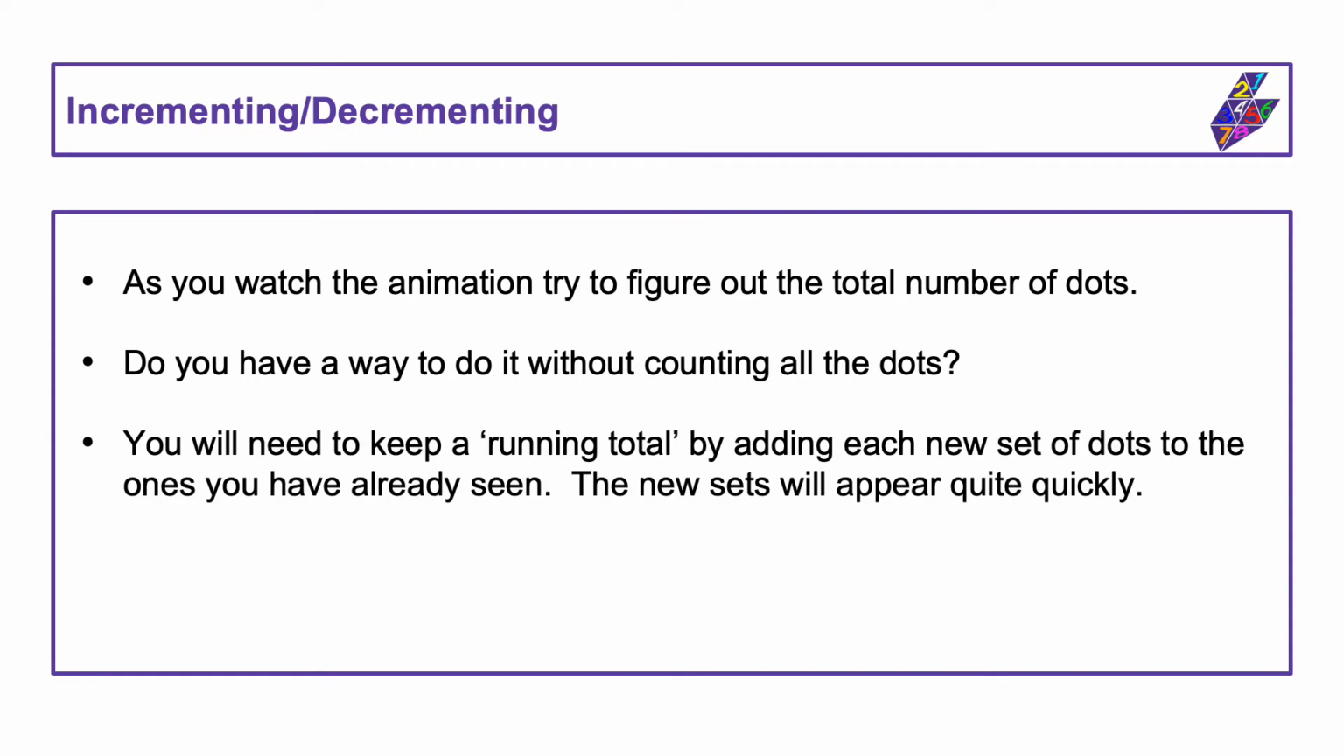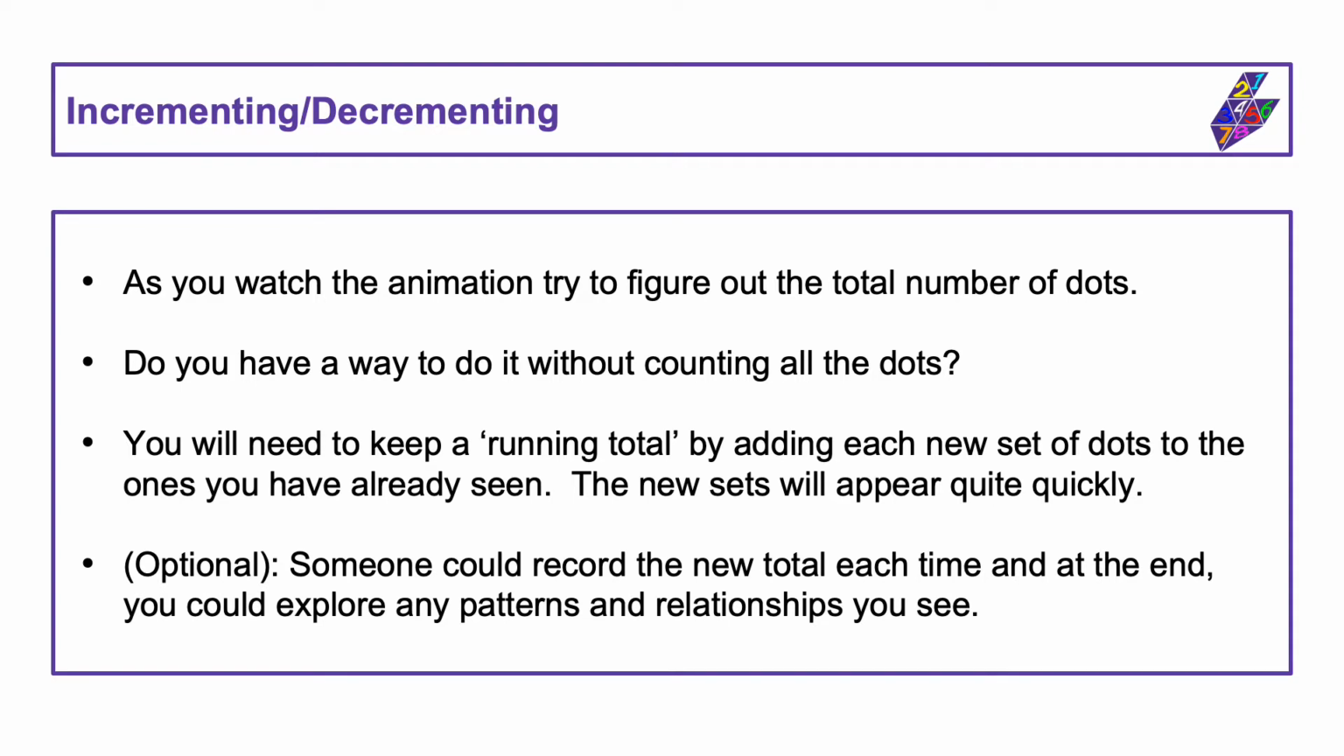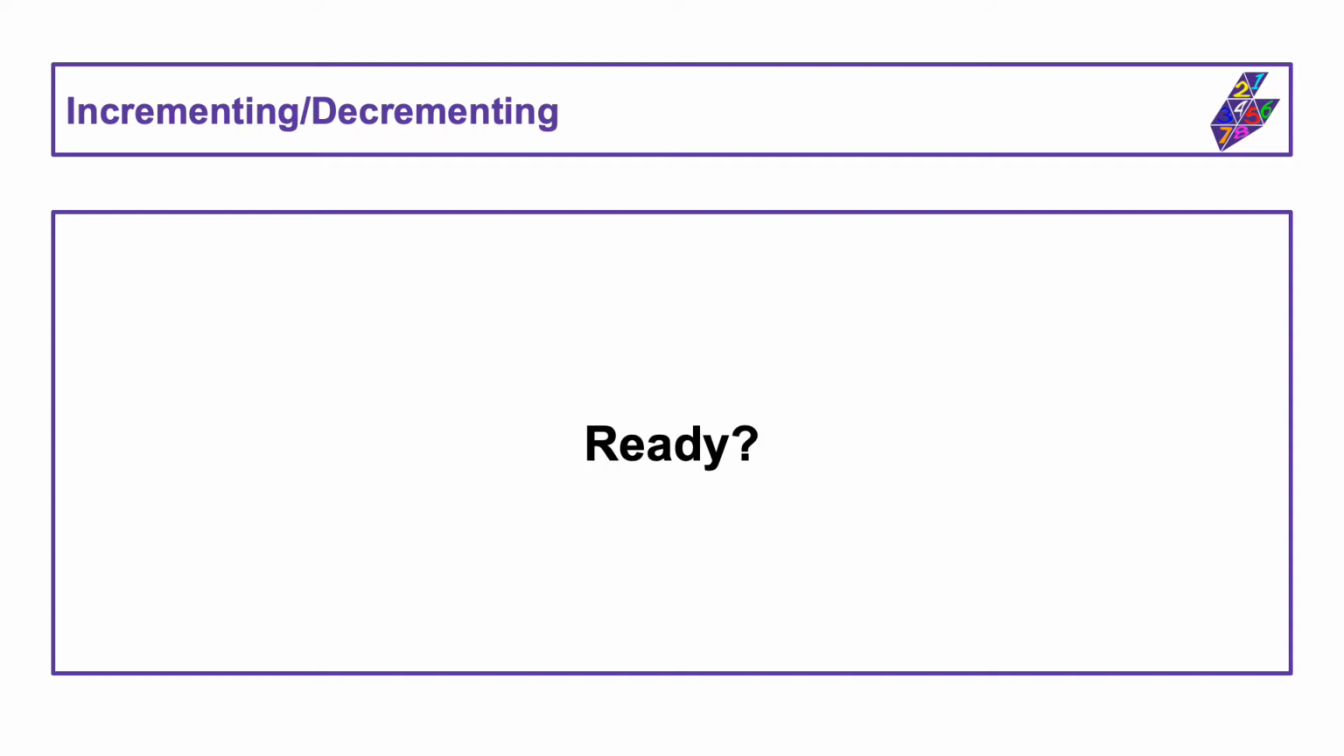You'll need to keep a running total by adding each new set of dots to the ones you have already seen. The new dots will appear quite quickly. Someone could record the new total each time, and at the end, you could explore any patterns and relationships you see. Ready?